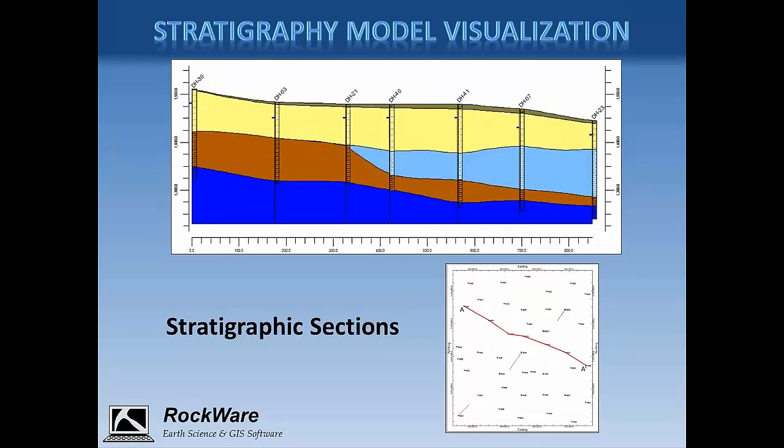This is an example of a stratigraphy section, and it looks very similar to a profile, but as you can see in the lower map, the cross-section line goes from hole to hole rather than following a straight line profile. So for a cross-section, the user really uses a polyline to define the section, rather than the straight line that they would use for a profile.